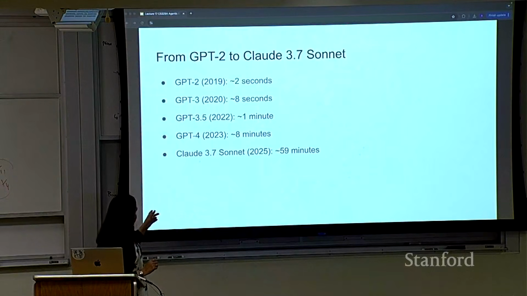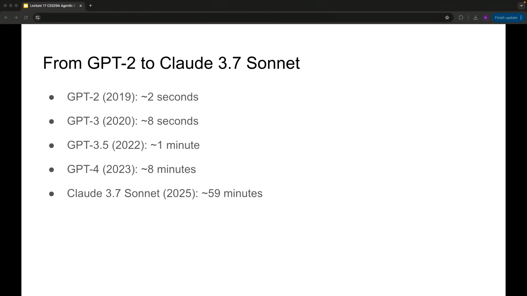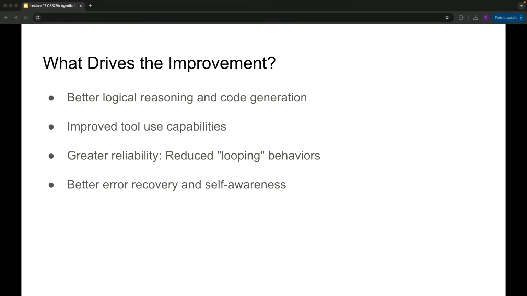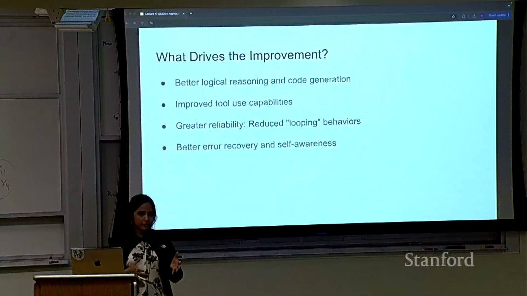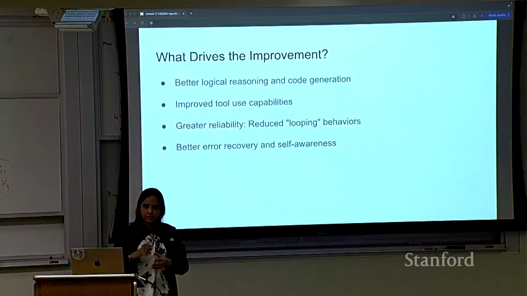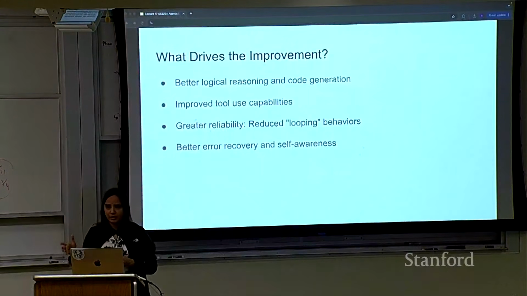So this is just making the same point that going from GPT-2, which was just 2 seconds, to GPT-4, which was like 8 minutes. Now Claude 3.7 Sonnet in 2025 can go all the way to 59 minutes with 50% success rate. And what is really driving this improvement? Some of the capabilities that we are seeing in the model that are really helpful in terms of driving these improvements are better logical reasoning. We've covered a lot of previous lectures on how the models learn to reason better. So the reasoning capabilities definitely drive some of these improvements.